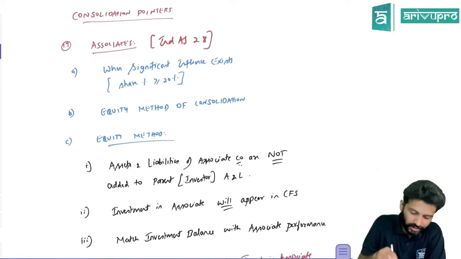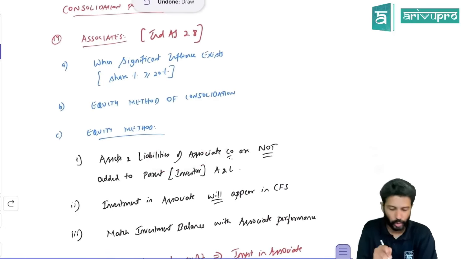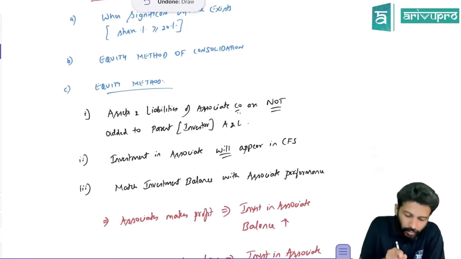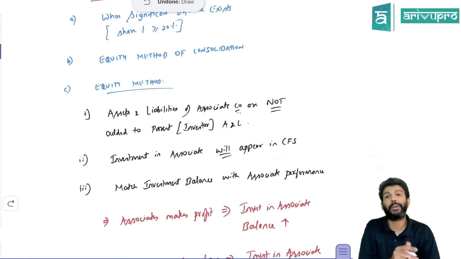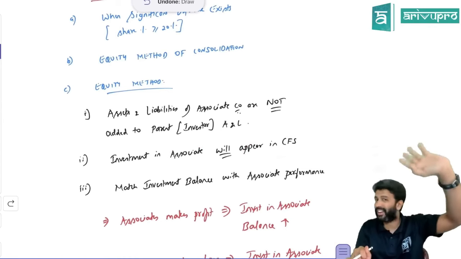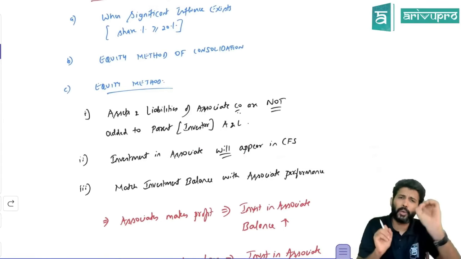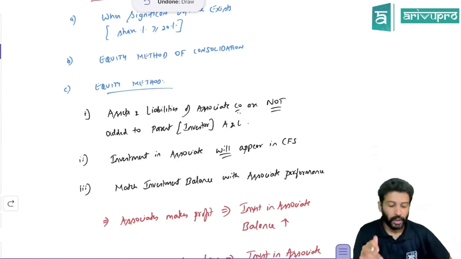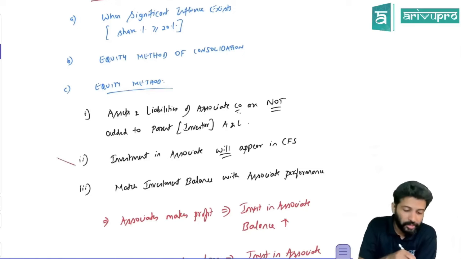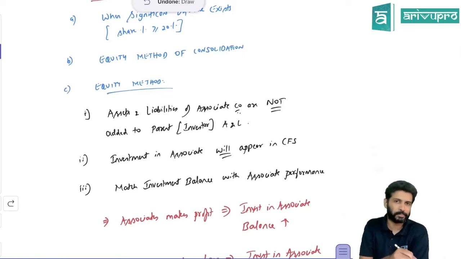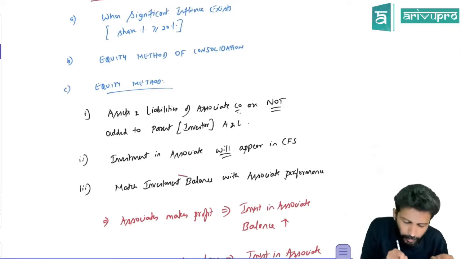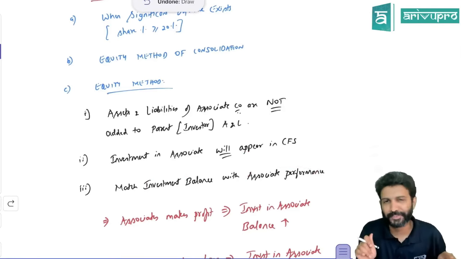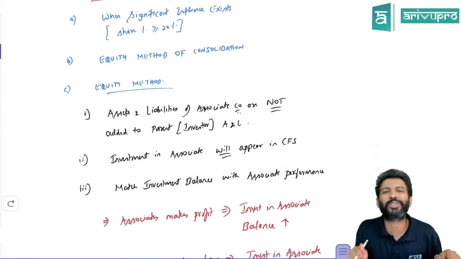And how this equity method works is that assets and liabilities of the associate company, we don't show in the consolidated balance sheet. Only parent assets and liabilities will come. However, investment made in associate will appear in consolidated balance sheet. We only show straightforward investment in associate company. But this investment will be valued as per the equity method. And what the equity method says is simple. One trick, if you want to remember: match the investment balance with the associate's performance.